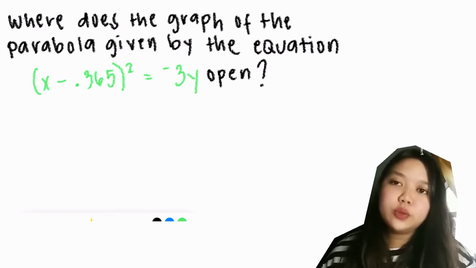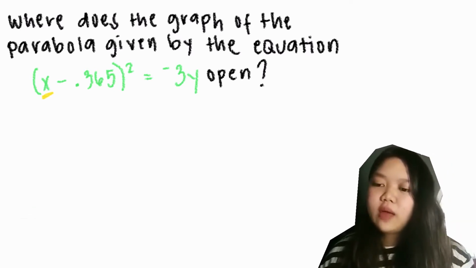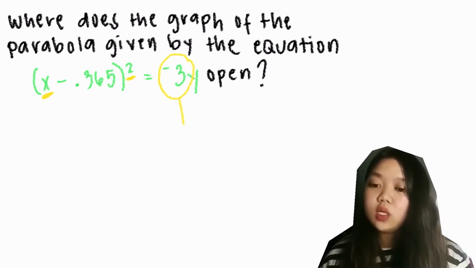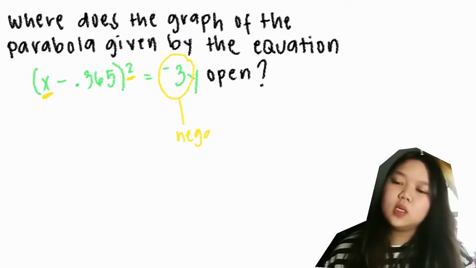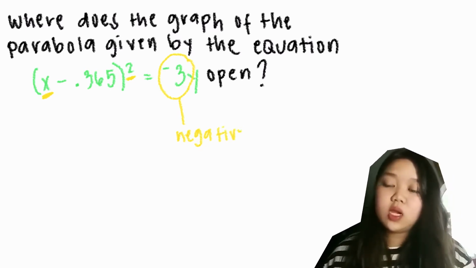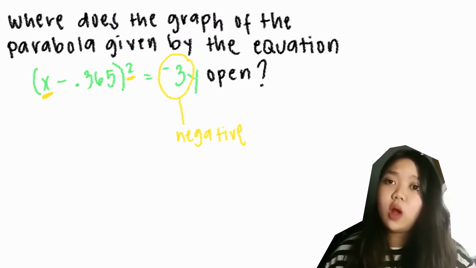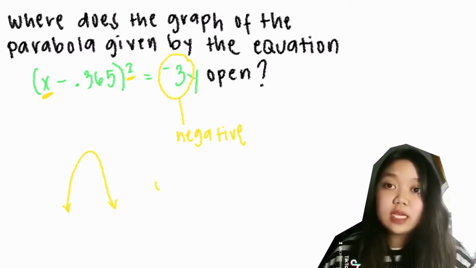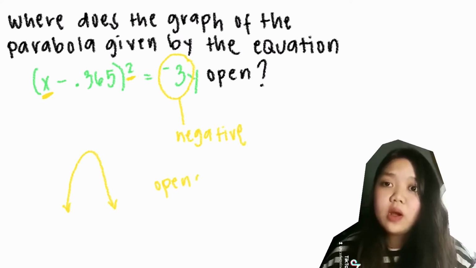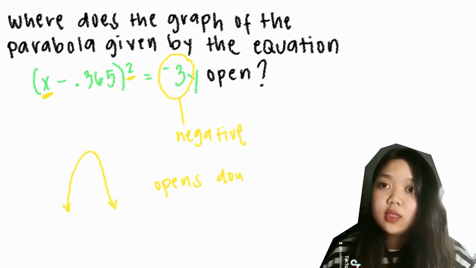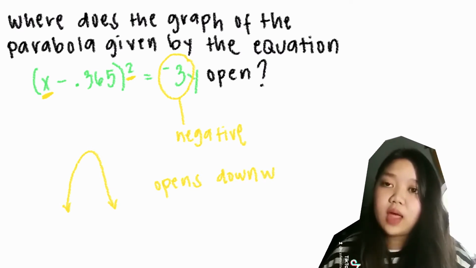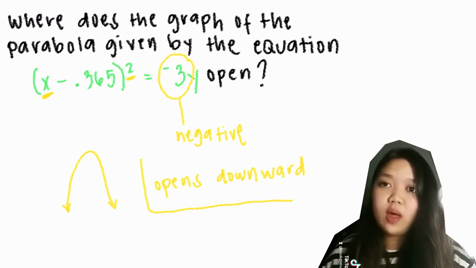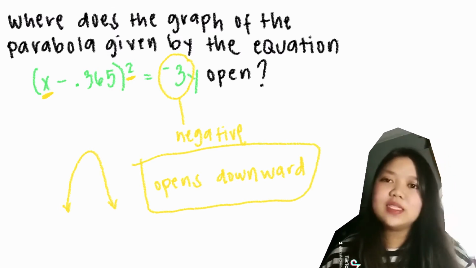For example number 2, we were given the question, where does the graph of the parabola given by the equation x minus 0.365 squared is equal to negative 3y open? In this equation, the x value is the one that is squared, meaning that this parabola will open either upward or downward. Then, the y value is negative 3. Negative 3 is negative, meaning that the parabola will open on a downward motion. Since the y value is negative, the parabola will open on the negative side of the y-axis. So, yeah, it opens downward. Thank you!